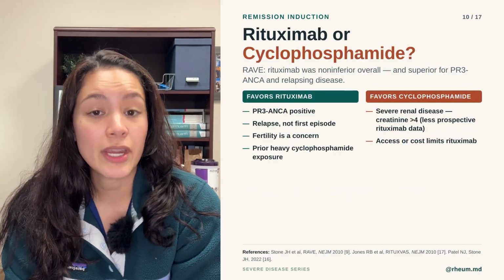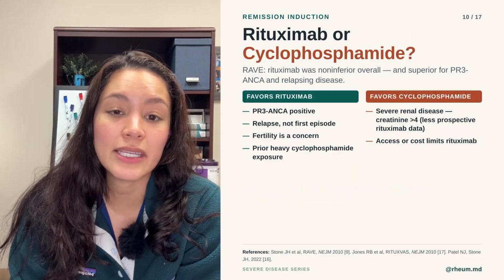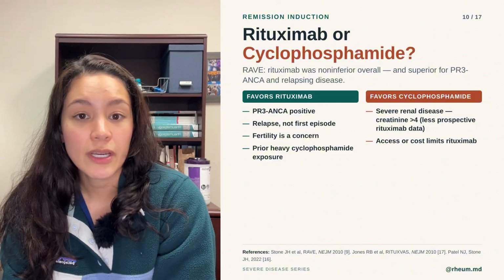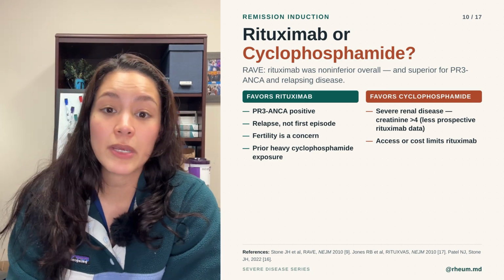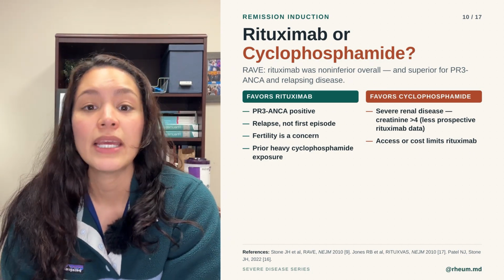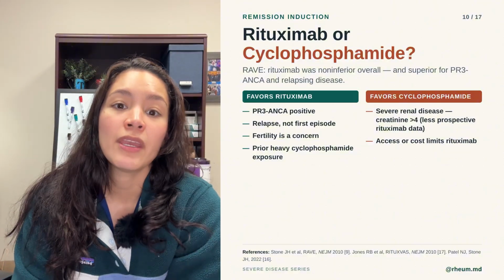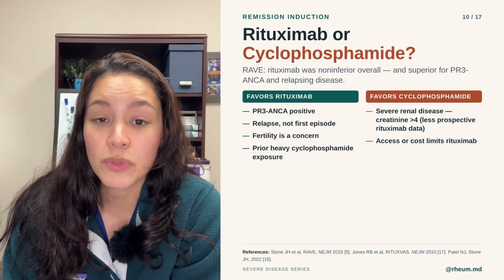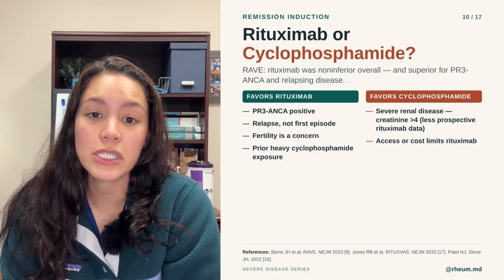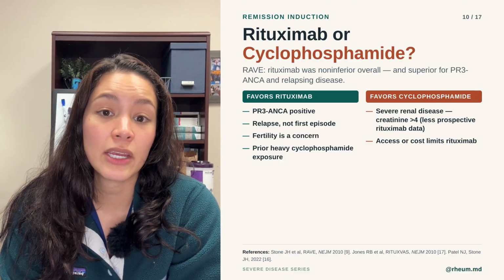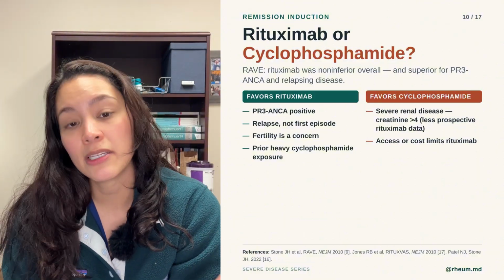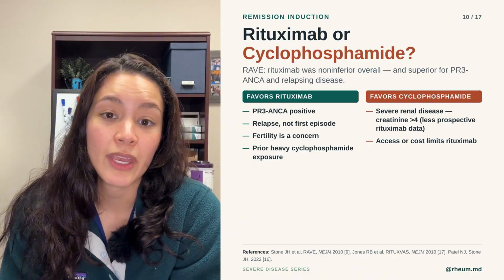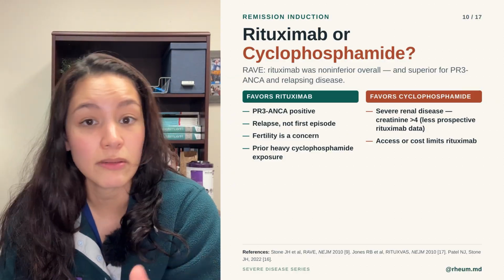The RAVE trial found that rituximab is equivalent in efficacy to cyclophosphamide and is actually better in a certain subset of patients. Rituximab is the preferred option if the patient is PR3 ANCA positive, if fertility is a concern, if they have had multiple rounds of cyclophosphamide in the past, and if this was a relapse. Cyclophosphamide holds its place in severe kidney disease, like with creatinine greater than 4, just because of a lack of prospective data on rituximab, and in patients for whom access to rituximab is limited due to cost.